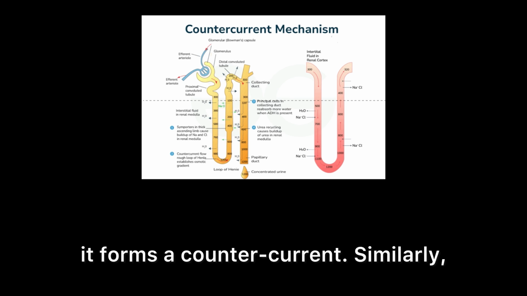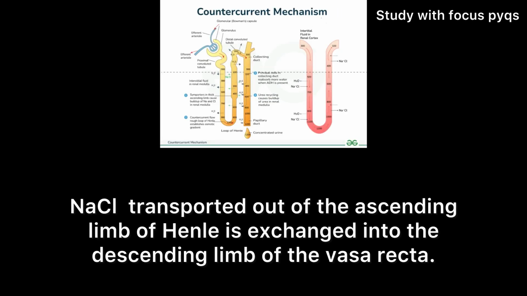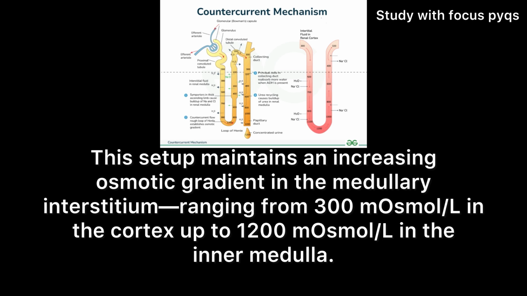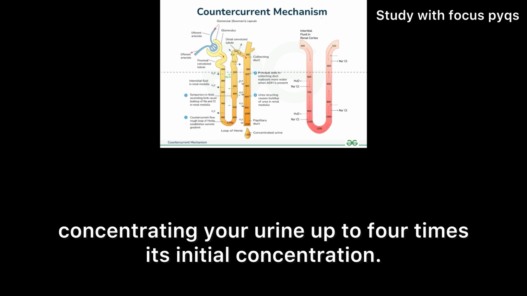It forms a countercurrent. Similarly, blood flows in a countercurrent pattern through the vasa recta. NaCl transported out of the ascending limb of Henle is exchanged into the descending limb of the vasa recta. This setup maintains an increasing osmotic gradient in the medullary interstitium, ranging from 300 mosmol/L in the cortex up to 1200 mosmol/L in the inner medulla. This high gradient draws water out of the collecting duct effortlessly, concentrating your urine up to 4 times its initial concentration.